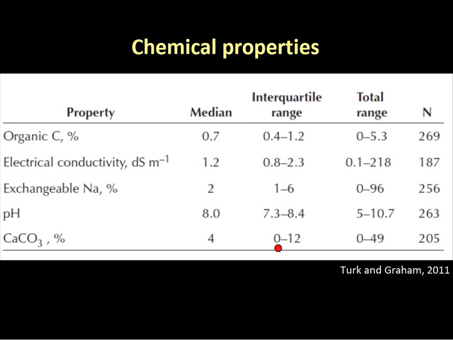The interquartile range was from 0 to 12%. And I should point out, there were a lot of zeros in this data set. So there are a lot of vesicular horizons that contain no calcium carbonate, which means you don't need calcium carbonate in order to form the vesicular horizon.